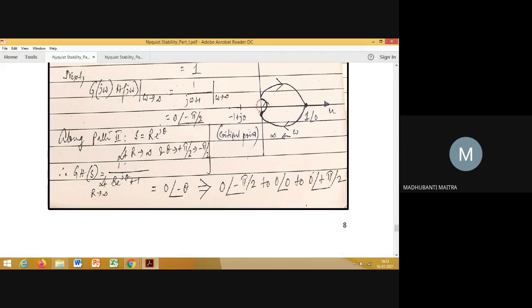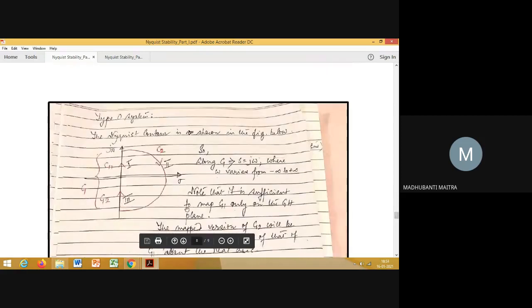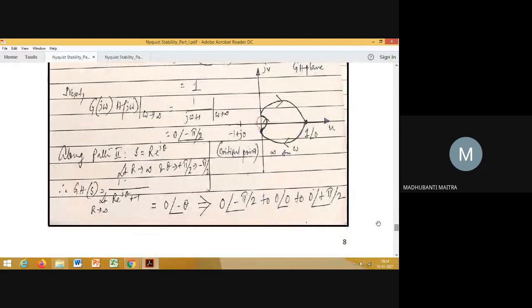Since R is tending towards infinity, the magnitude will be 0, and for the phase angle, in the denominator we are having R e to the power j theta. So the phase angle will be minus theta, right? And as we move along path 2 in this particular direction, theta will vary from plus pi by 2 to 0 to minus pi by 2, and hence the phase angle variation will be 0 angle minus pi by 2 to 0 angle 0 to 0 angle plus pi by 2.